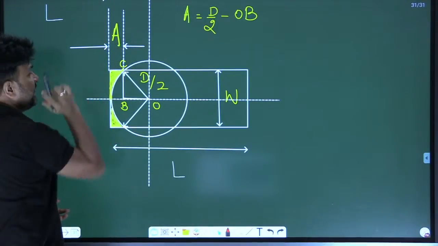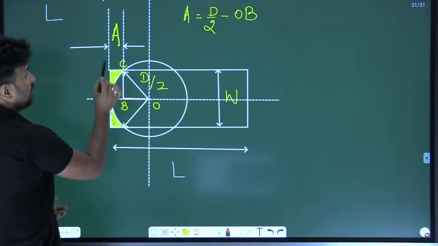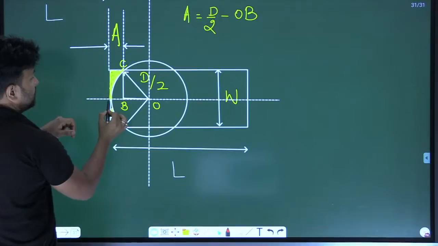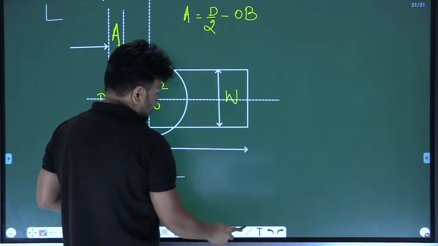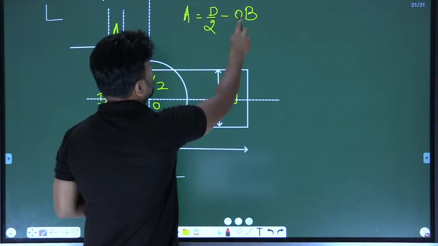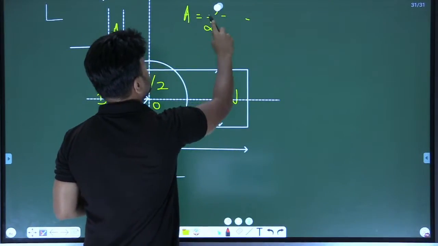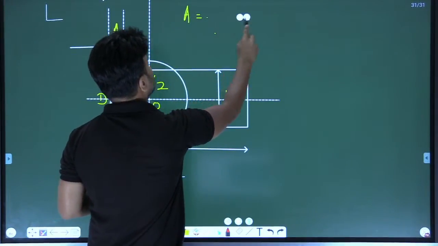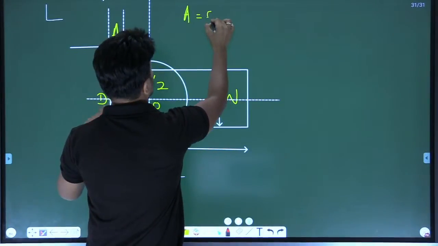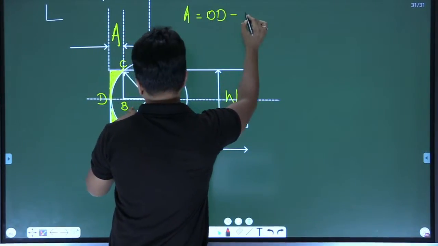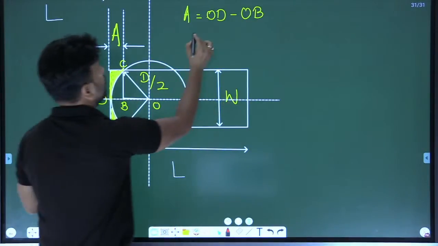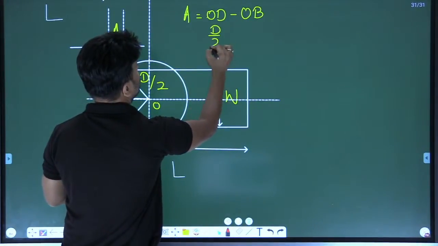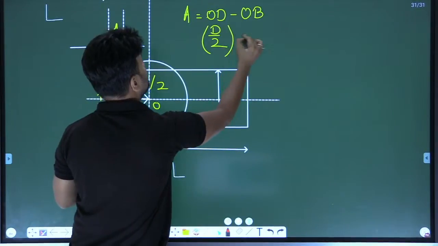Now, you have to find A. So, how can you calculate A? A will be calculated from O. Let's say here is OD. So, how can you calculate OD? OD minus OB. And what is OD? OD is capital D by 2. So capital D by 2 minus OB.